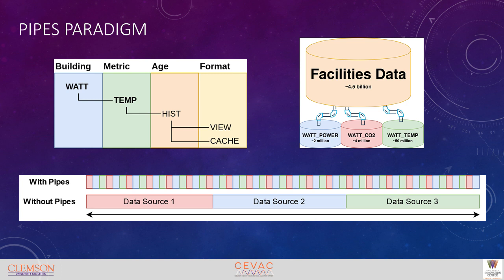Those in the audience who have heard me speak before may be familiar with pipes, but as a recap, CEVAC uses what we call the pipes paradigm when creating and managing data streams. That is, we primarily partition data first by building and then by metric. This provides 2 key advantages. First, it keeps the data sets relatively small to make analysis and aggregations easier. And second, when updating by building and then metric, we distribute the load among several data sources, so we don't inflict unnecessary stress onto any one data source.